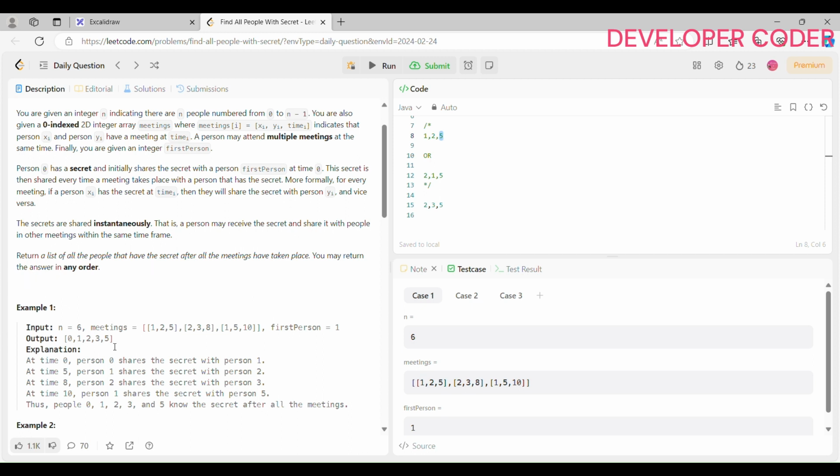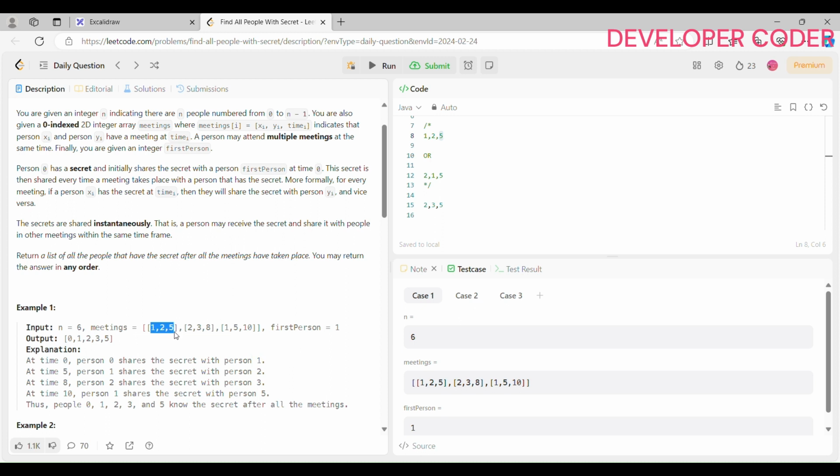Okay, so order is not important here. In example 1, you see n is equal to 6 given to us, these are the meetings, and this is the first person. At time 0, person 0 is going to share the secret with person 1. Then definitely this meeting is going to be conducted.